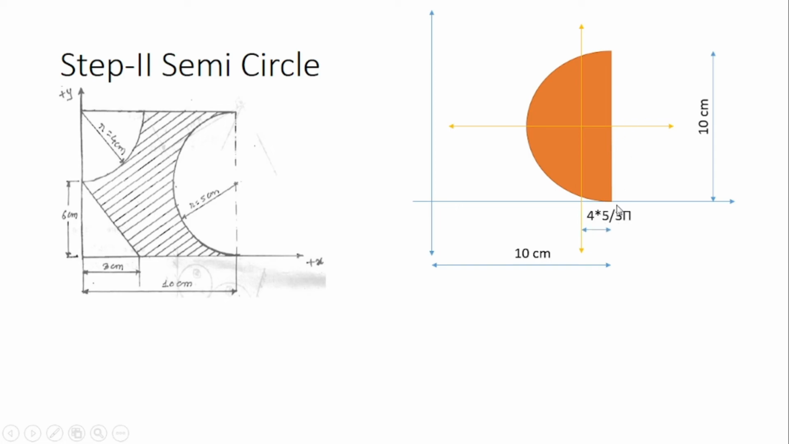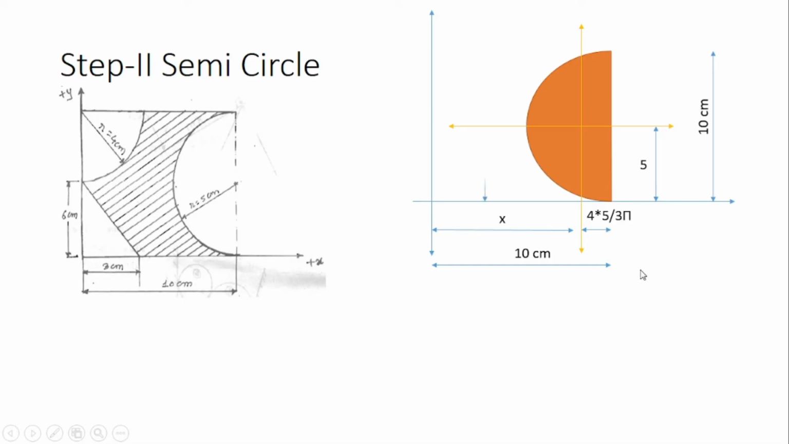So this distance, as discussed, is 4r divided by 3 pi. R is the radius of the semicircle, so r is 5 centimeters. So it is 4 into 5 divided by 3 pi. Now this vertical distance will be equal to half of this length, so that is nothing but 5 centimeter. Now we'll find out x bar.